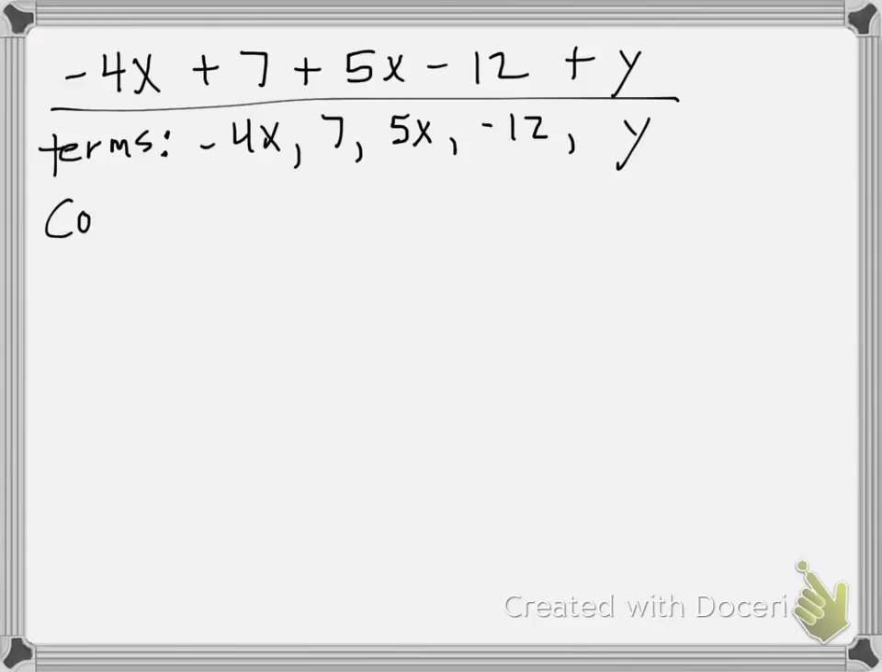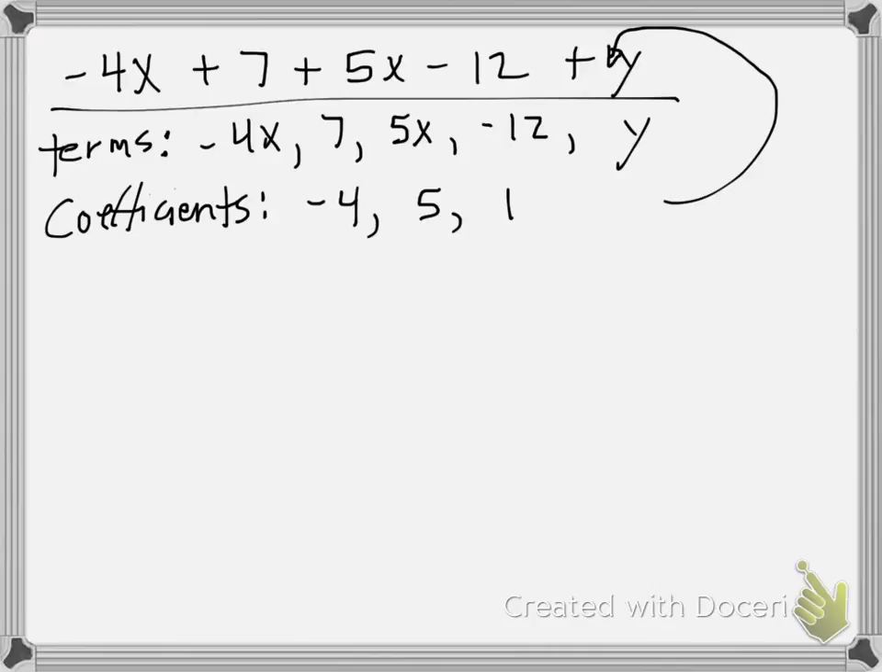If we were going to ask what are the coefficients, our coefficients would be a negative 4, because that is in front of the x, a 5, and this one's a little tricky, but there is a 1. Now where would that be? Well, the 1 really would be in front of this y. How many y's do we have? We have 1. We could write 1y, just most of the time we don't. We just write plain old y.